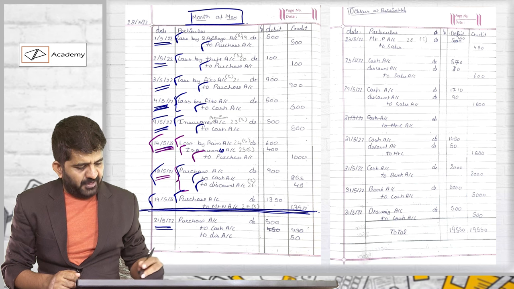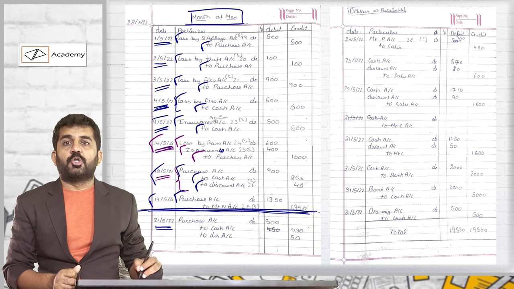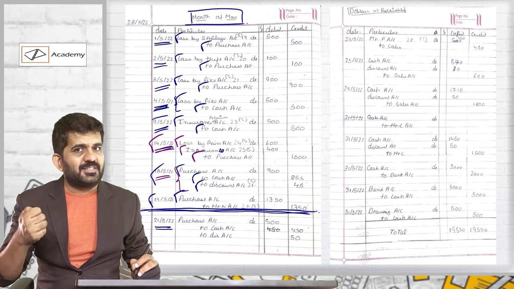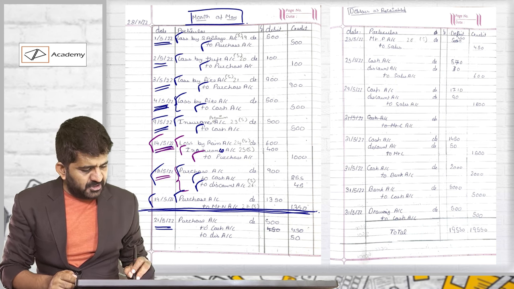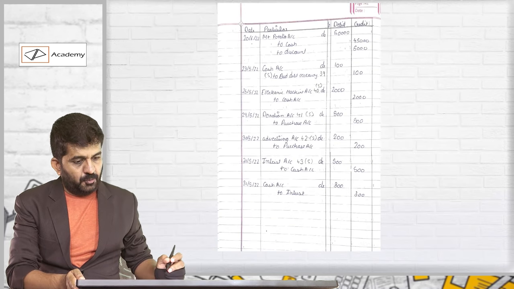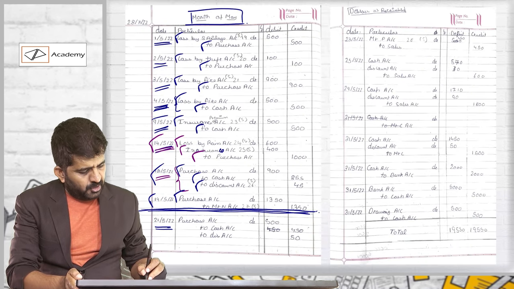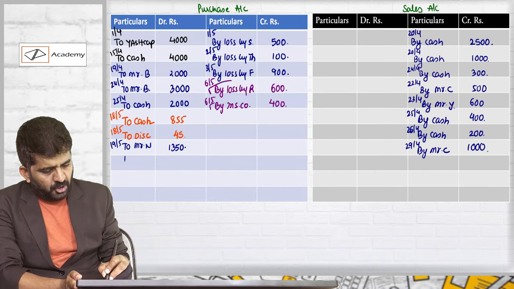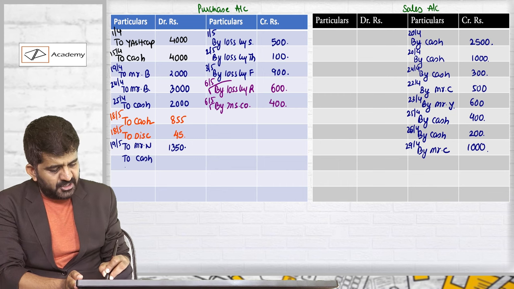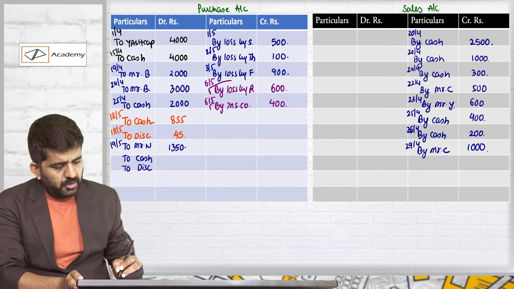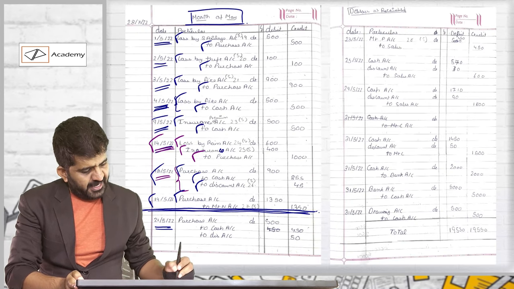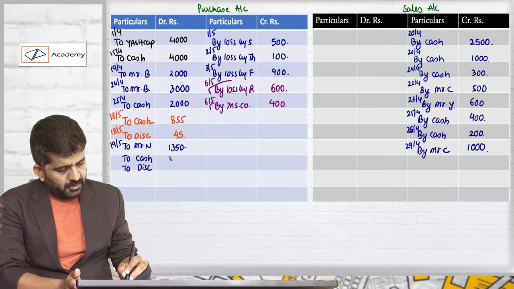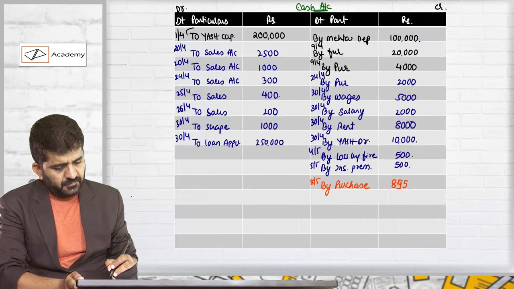Purchase account debit 500, to cash account, to discount account. So there are more than one effect. This one I am passing, then I'll ask some student. Purchase account debit side 500 rupees. I will write down to cash and to discount. You need to do it along with me. To cash, to discount. Cash is 450, discount is 50.